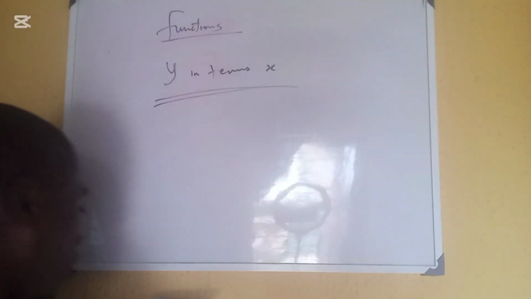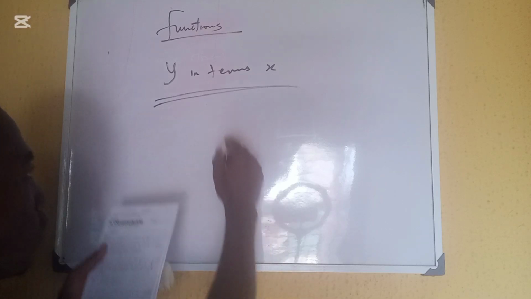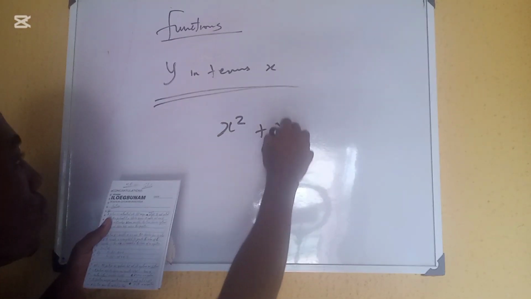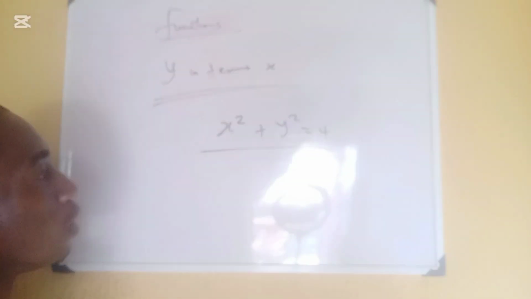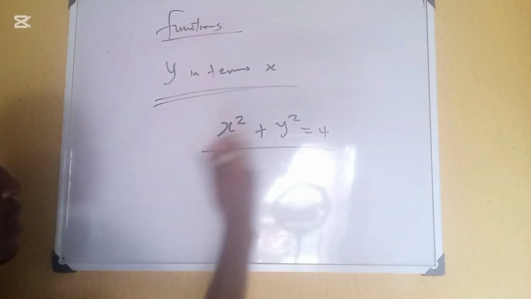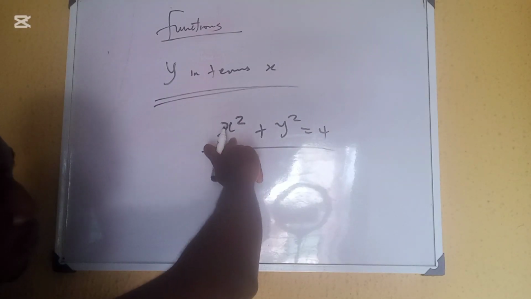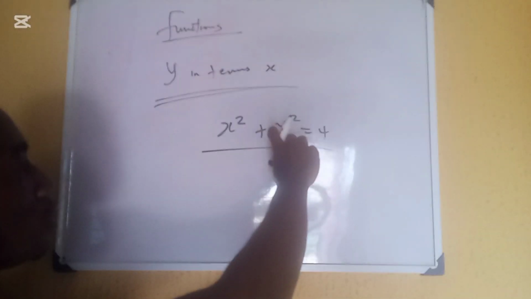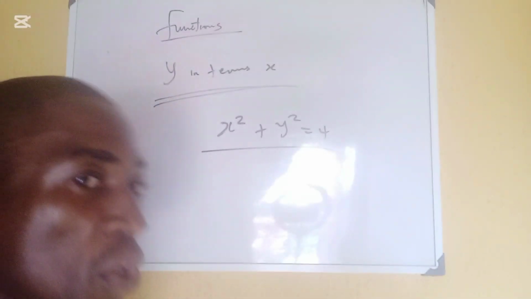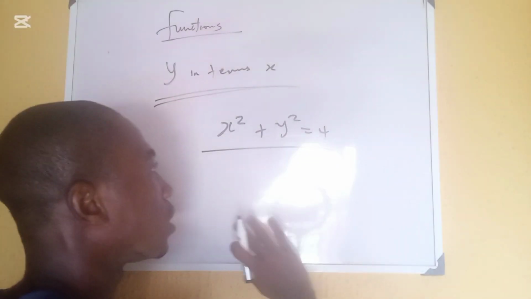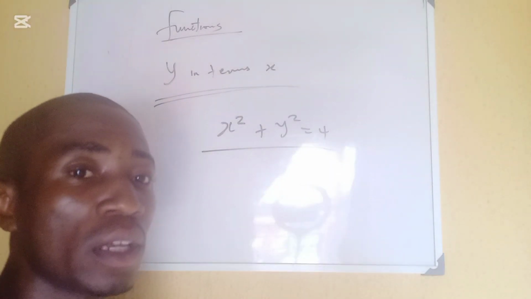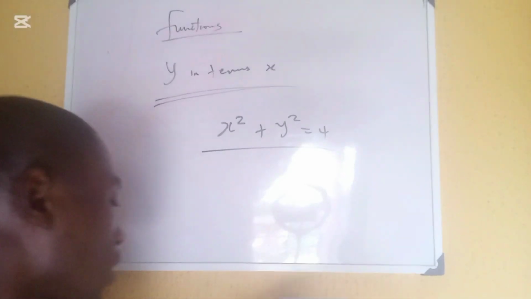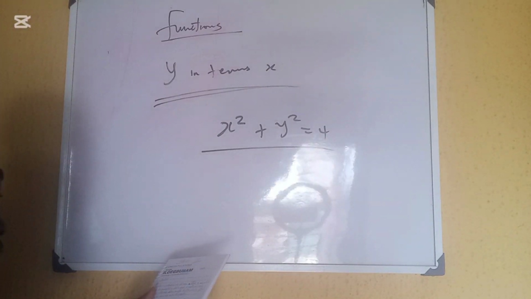One variable is defined in terms of another. Take for instance, you have x squared plus y squared equal to 4. Now, this is not a function because we are just having an equation here saying that when we square this variable and add it to the square of this variable, we'll be having 4. So none is defined in terms of the other. But when we make y subject, that means we have a function because we're actually defining y in terms of x.